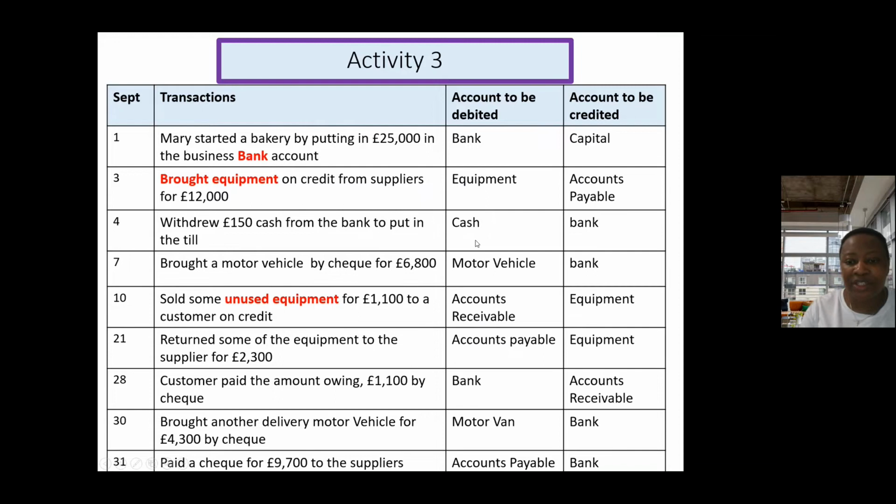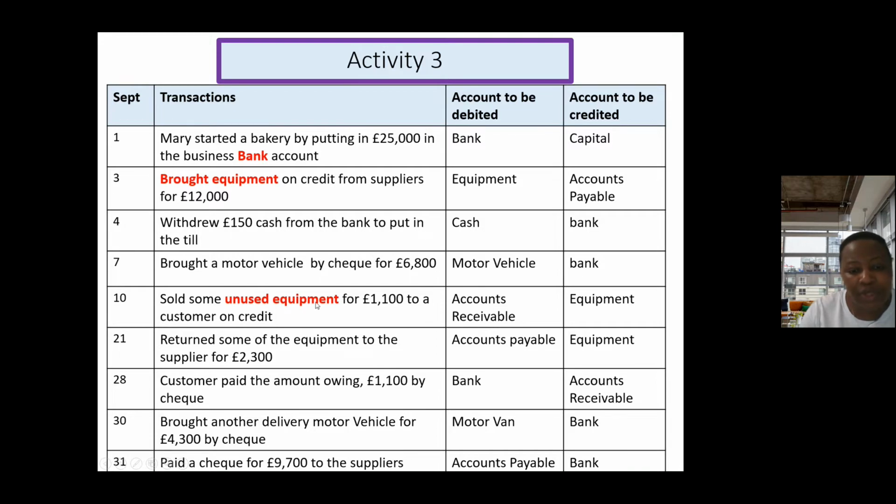So finish up the others. Just as we had mentioned, we have bank and capital, equipment and accounts payable, cash and bank. And of course the other one, on the 7th of September, you bought motor vehicles. Motor vehicles, an asset, has increased. An increase in an asset should be debited. You bought it by cheque, so money in bank will reduce. Money in bank is an asset as well, so you credit the reduction in asset, bank, 6,800. So we have bank here.